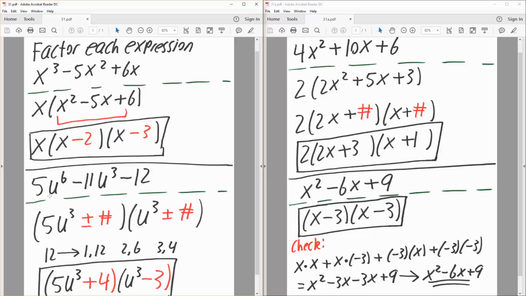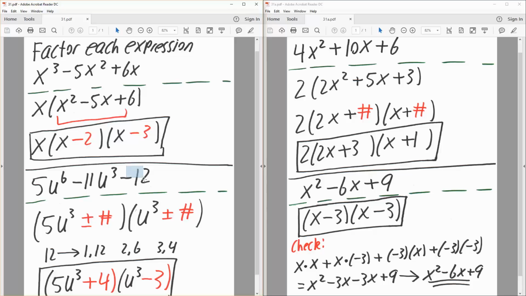Next, we will do 5u raised to the 6 minus 11u raised to the third minus 12. And we'll do the exact same method. So first, we need to think, how can we get 5? The only way we can get 5 is 5 times 1. How can we get u raised to the 6? We can get that by u raised to the third times u raised to the third.